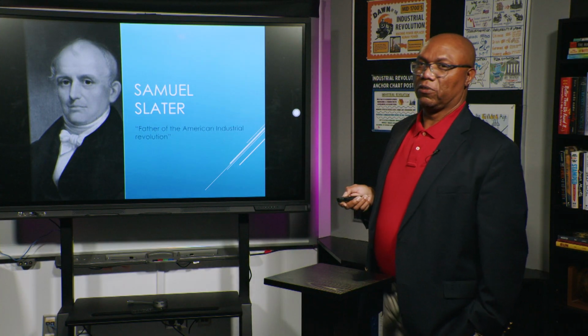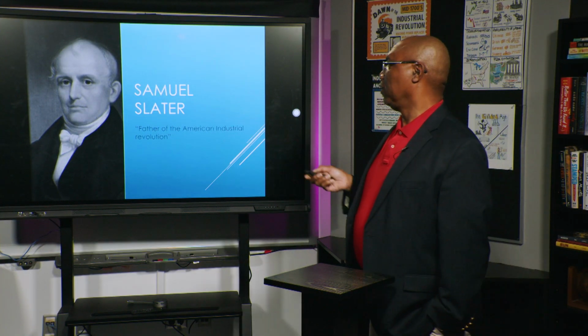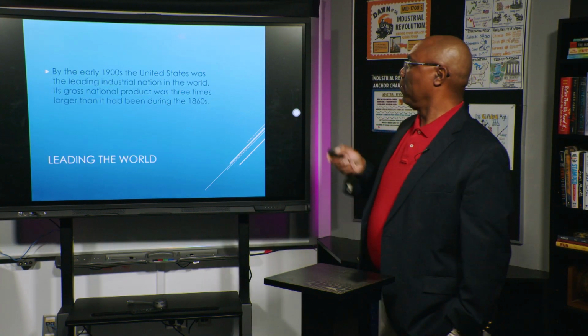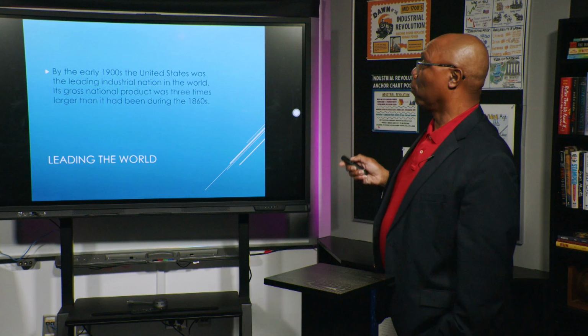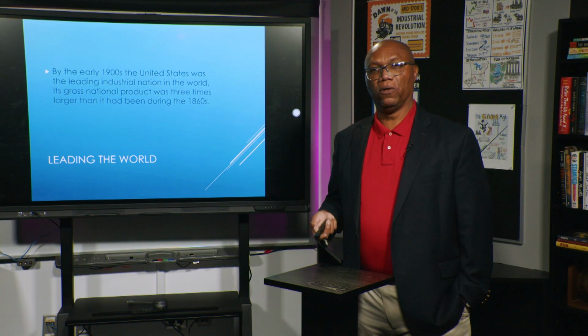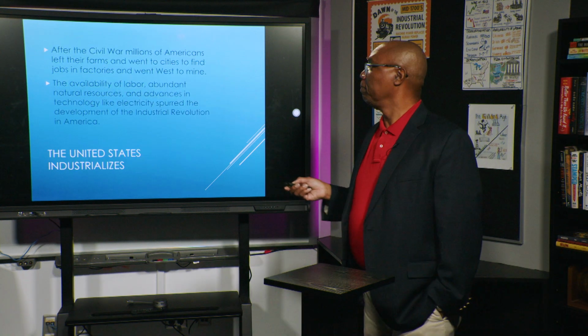This is a picture of Samuel Slater. He is called the father of the American Industrial Revolution. By the early 1900s, the United States was the leading industrial nation in the world. Its gross national product was 3 times larger than it had been during the 1860s, when we were primarily an agrarian society, or a farm-oriented society. So at that particular time, we started to lead the world in terms of industrial output.